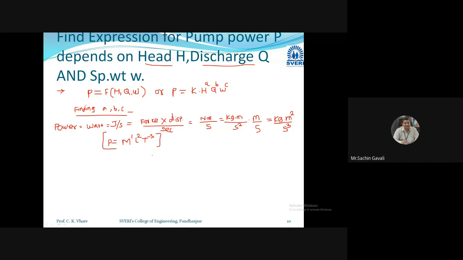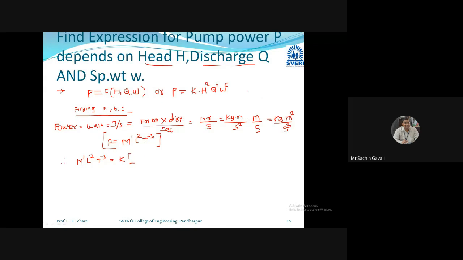We have to write that P is equal to K into H to the power A. Therefore, we'll write now the other units we know. M raised to 1, L raised to 2, T raised to minus 3 is equal to K into H. Who will tell the unit of H? H means what? Head. Head is having unit.